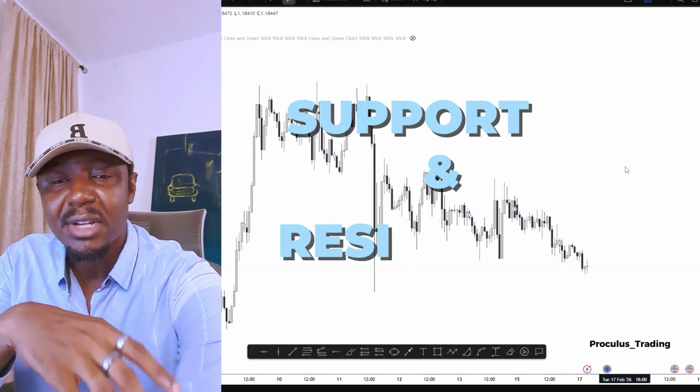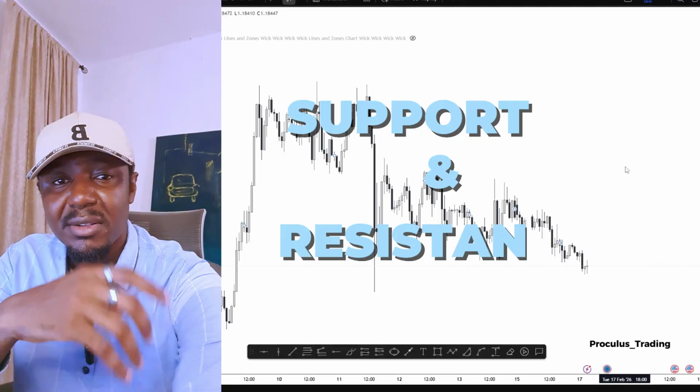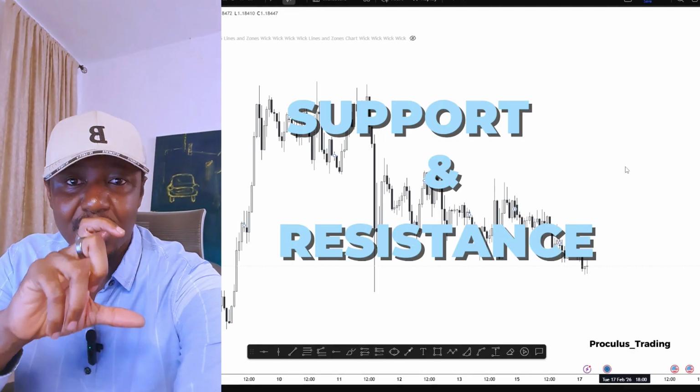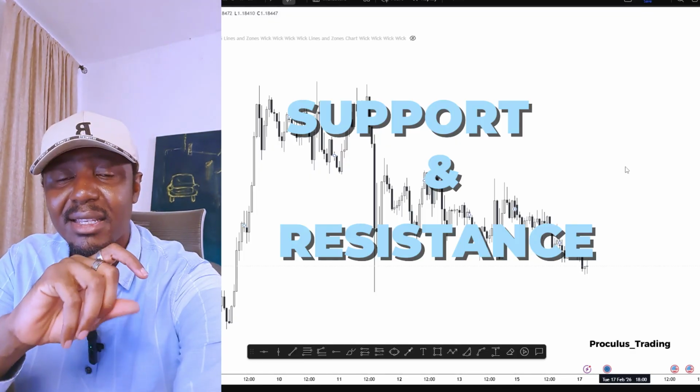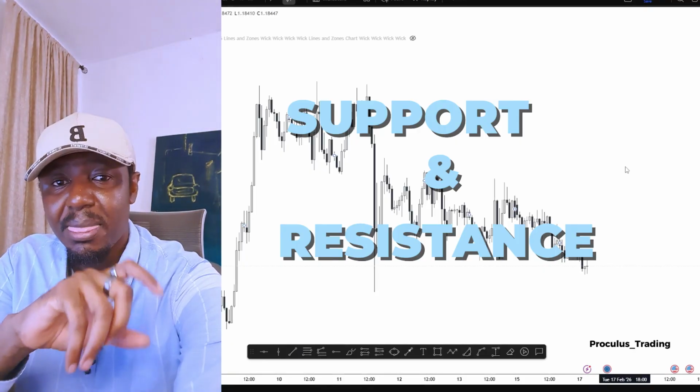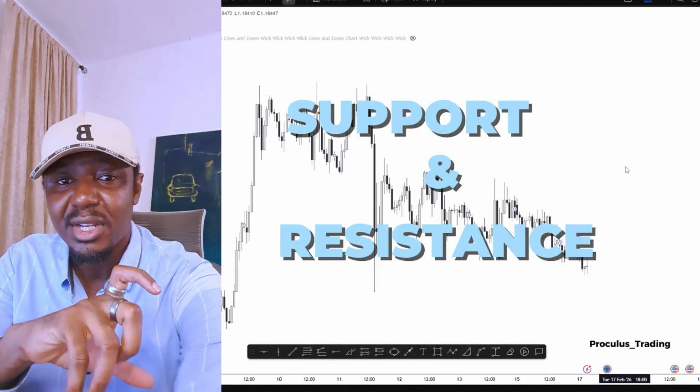There is usually a lot of ambiguity about how to plot support and resistance coming from different mentors, okay? But today I'm going to show you a key hack on how to identify a highly ranking support and resistance zone. So stay tuned and follow everything I do on this chart, okay?